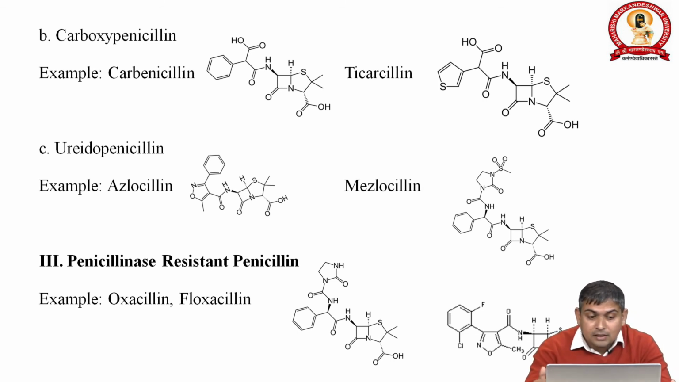Let us move to the next class, that is penicillinase resistant penicillin. The members of this class are stable against the penicillinase enzyme, which is synthesized by certain pathogenic bacteria. The examples belonging to this class are oxacillin and flucloxacillin.